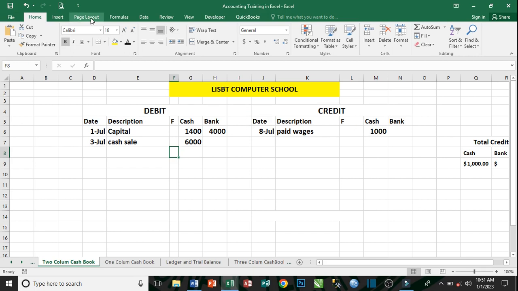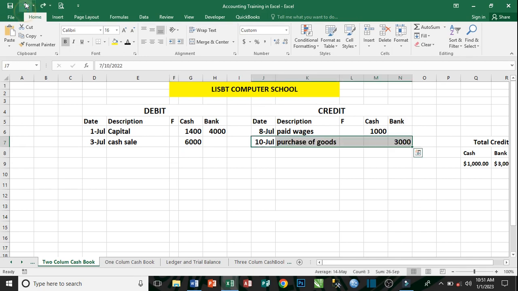So we have another one there, July 10. What happened? July 10, purchase of goods. That's what we did. It's an expense because if you go buy something, you spend the money. That's why we record it on the credit side. So July 10, purchase of goods, by check. If you use a check, that means you take it from the bank. The bank can issue a check. That's what we recorded here. Purchase of goods by check means we record it on the bank. That is how you do your two column cash book. That's how you prepare it.